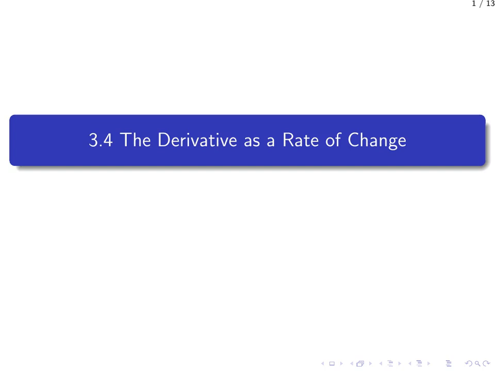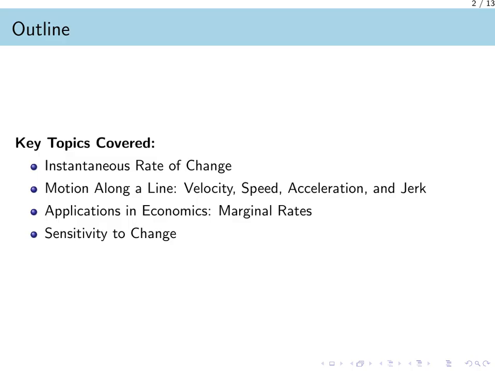3.4. The derivative as a rate of change. The outline of this video is as follows. We will begin by formalizing our understanding of the derivative as an instantaneous rate of change. This concept builds directly on our previous work, with average rates and limits, giving us a powerful tool to describe how a quantity is changing at a single, precise moment.